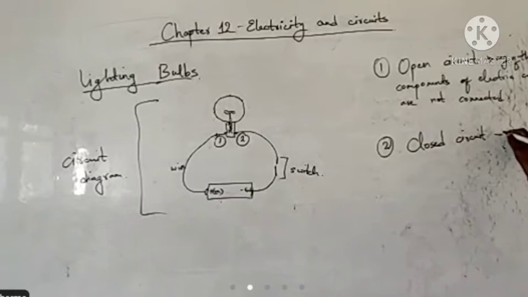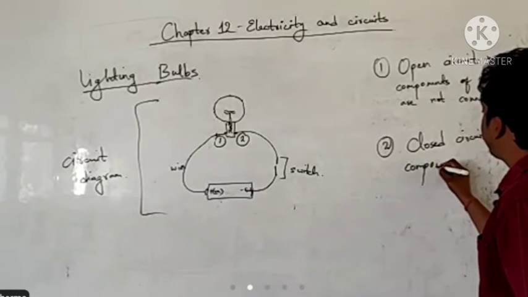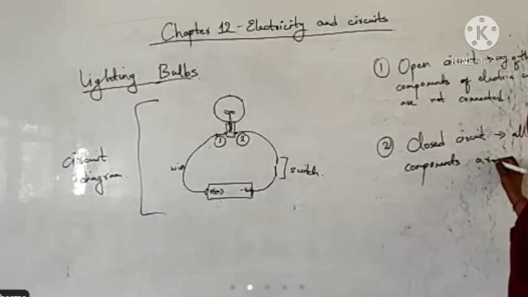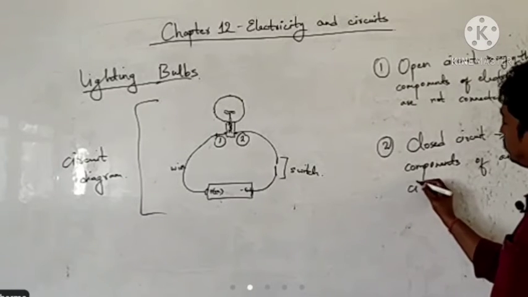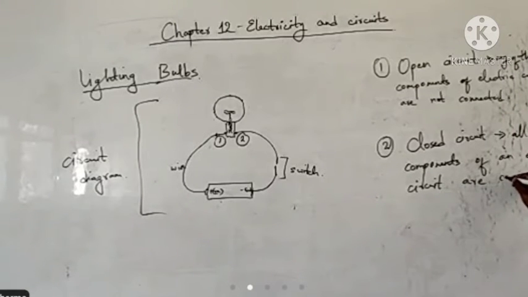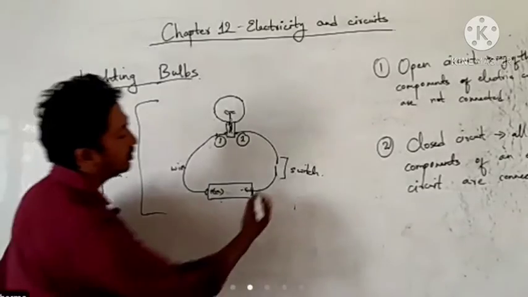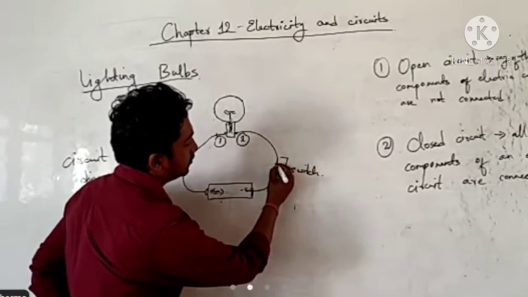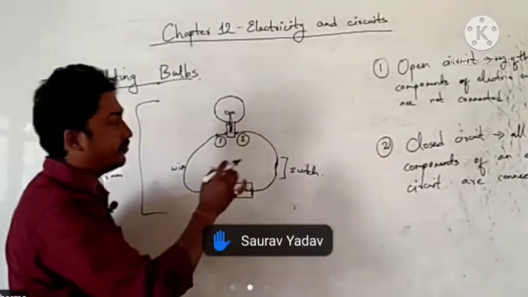So in a closed circuit, all the components of an electric circuit are closed, are connected, you can say. As for example, in this case, suppose when we put on this switch, there is no breakage, there is no breakage of electric current.